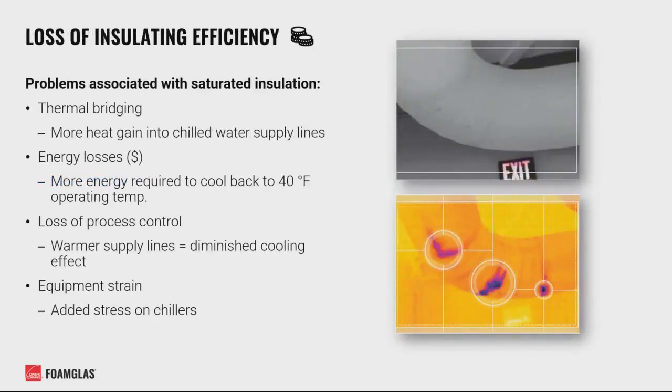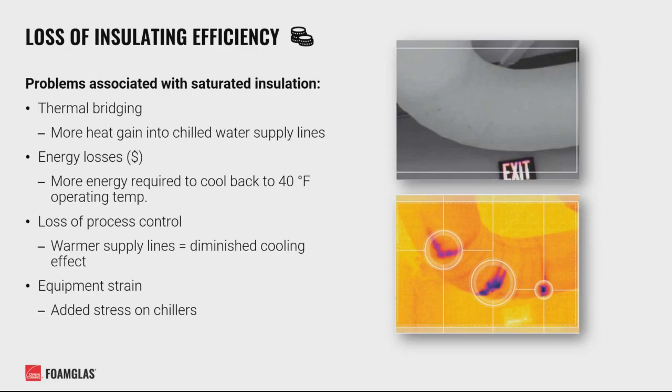One more consequence of excessive condensation taking place within your insulation involves the loss of that insulation's efficiency. If the wrong insulation material is chosen, it actually can absorb and retain any moisture from the condensation that's taking place. It's widely known in the industry that insulation becomes much less effective when it's allowed to become saturated with water. This can lead to thermal bridging, allowing more heat gain back into your chilled water supply lines, which will lead to energy losses and increased costs, requiring more energy to cool down those pipes back to that 40 or so degree operating temperature.